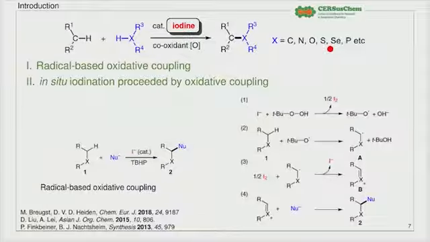Based on the type of reaction, generally there are two major divisions regarding the iodine catalyzed transformation. The one is radical-based oxidative coupling, which I'm demonstrating in this slide.